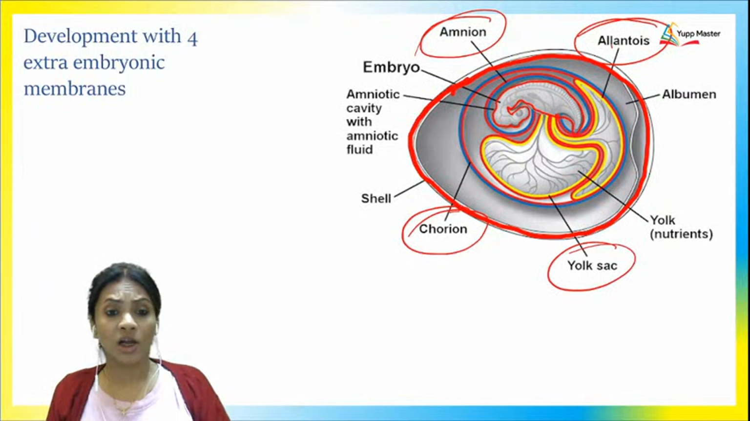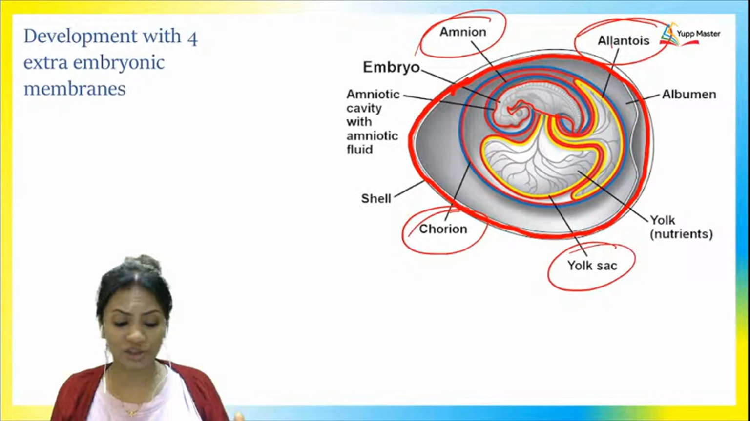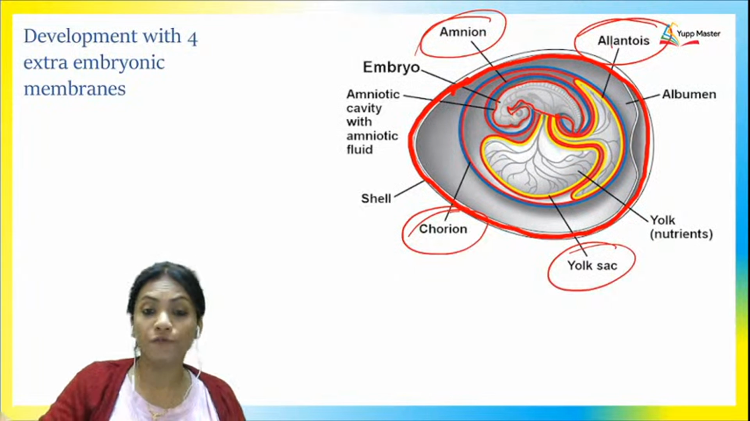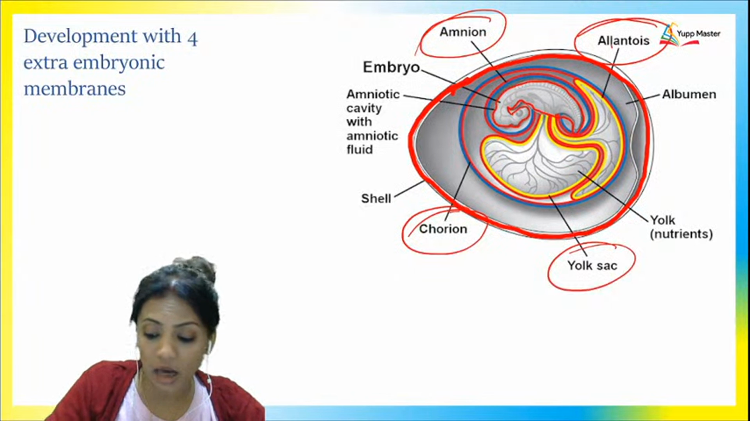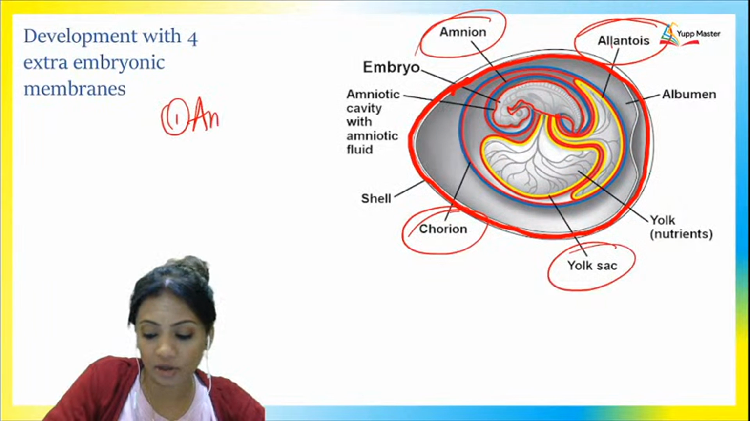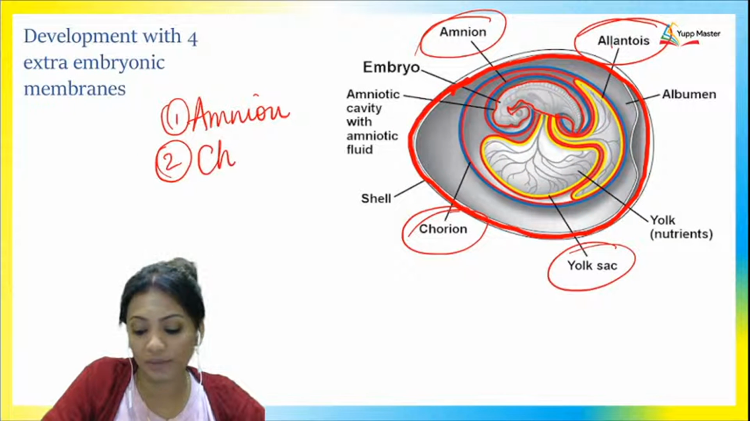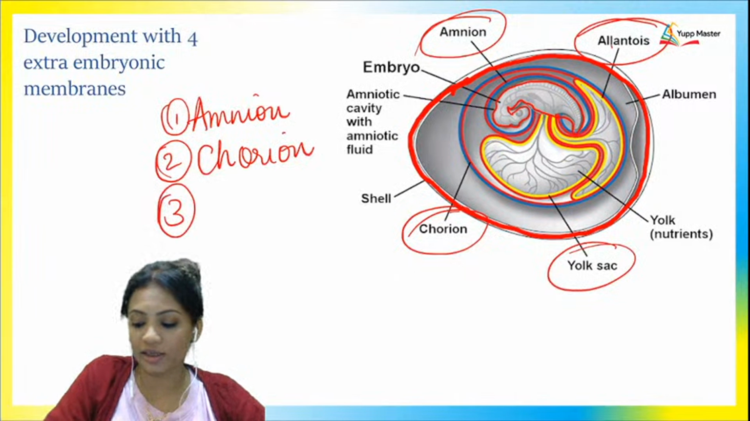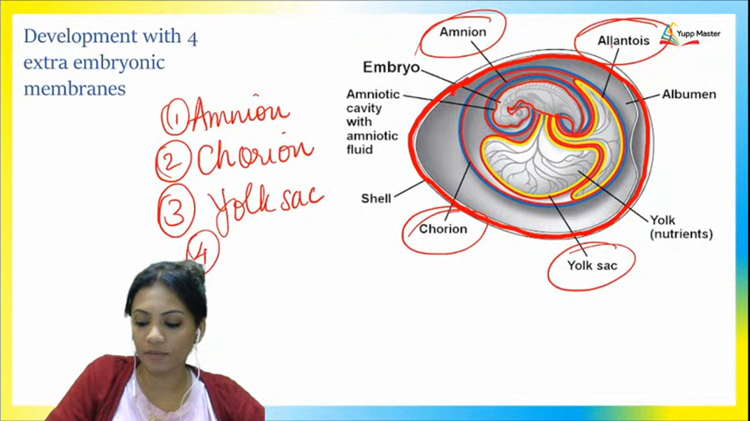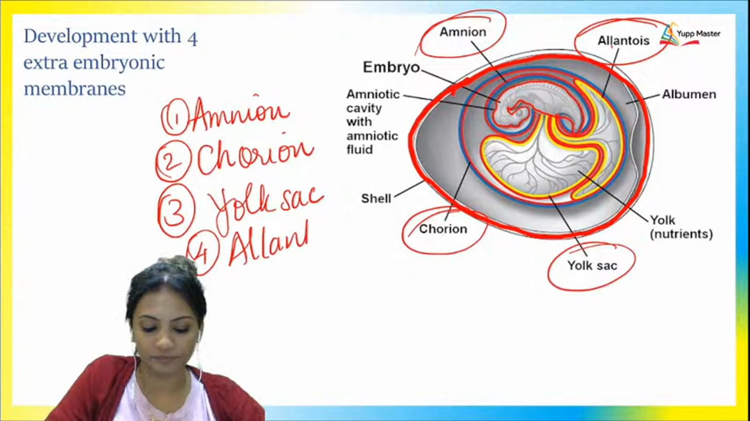So whenever we talk about the 4 extra embryonic membranes, first is called amnion, okay, second is chorion. This is a very important point. Second is chorion, okay, third is yolk sac, and the fourth one being allantois.